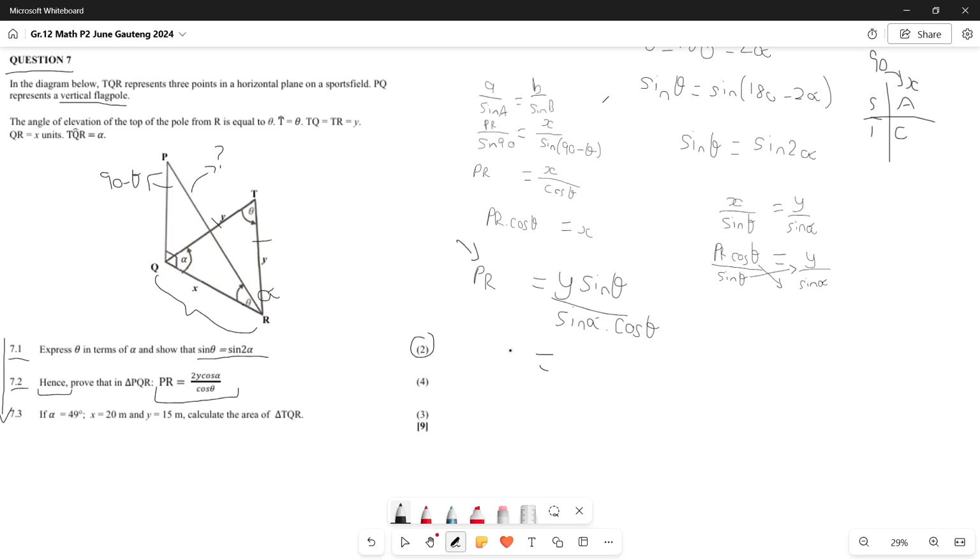And this is where our hence comes in, because hence proving that sine theta equals sine 2 alpha is exactly what we need to do, because the sine theta here, we're going to turn that into sine 2 alpha, and then we're going to take it from there because we're almost done.